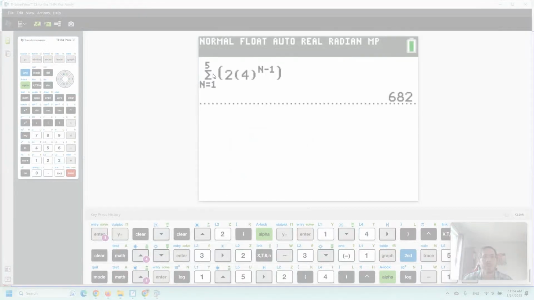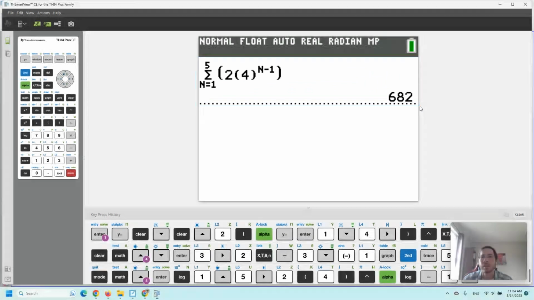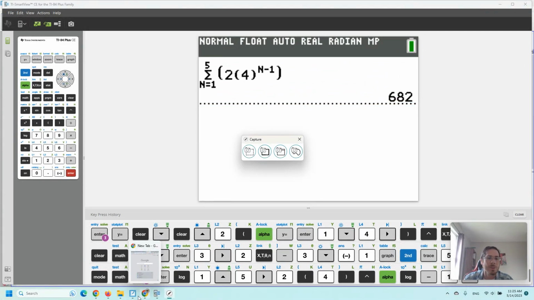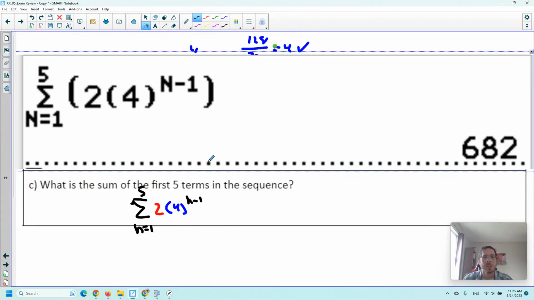Yeah, okay, let's take a picture. So let's see if that matches up. Let's see if we did that correctly. That's a big sigma.